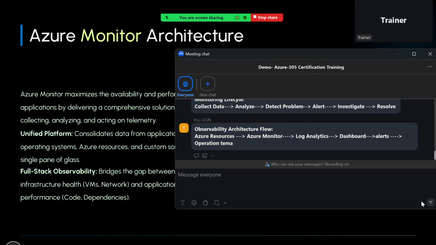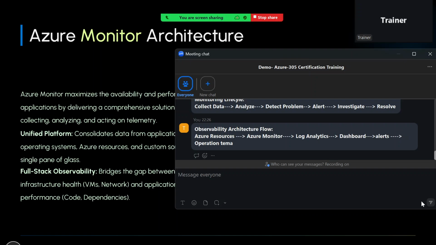Okay, now let's take the AZ-305 exam perspective and some scenarios. Suppose there is a need for centralized monitoring across Azure resources. Your answer will always be Azure Monitor. If the scenario asks for historical investigation of an application failure, then your answer is logs. If the scenario needs a real-time CPU utilization graph, the answer will be metrics.